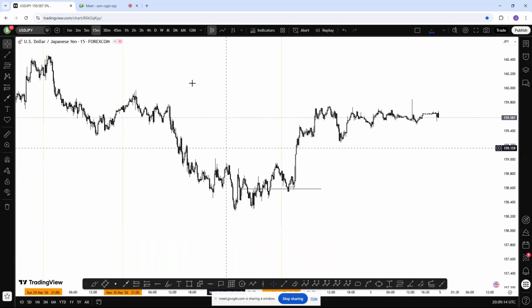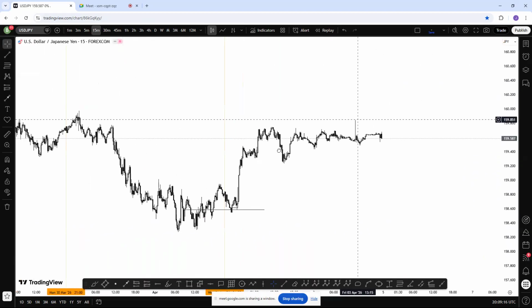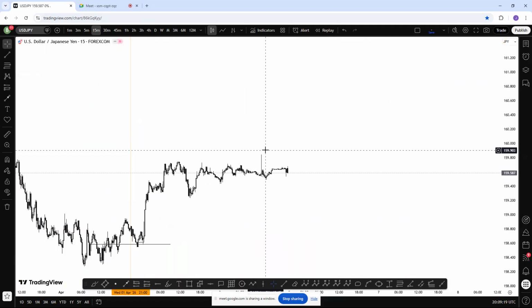That's it for the daily candle. I'm using my favorite pairs: USD/JPY, EUR/USD, GBP/USD. If you trade gold, go and test it on gold and see.